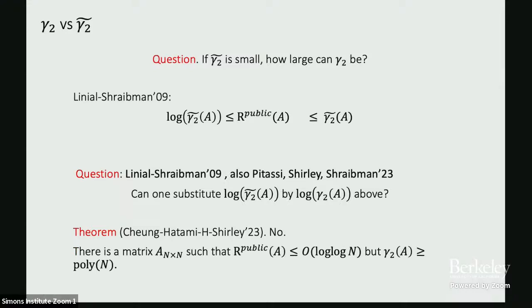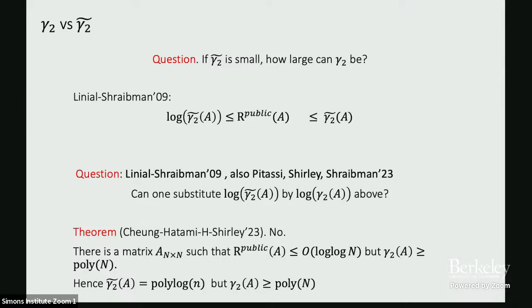We showed that there is a matrix whose public randomness communication is logarithmic in the maximum possible. So log n is what you can always achieve, but this gamma 2 norm is poly n. So if you don't care about communication complexity, I'm just saying I'm providing a strong separation between approximate gamma 2 norm and gamma 2 norm. We give a matrix whose approximate gamma 2 norm is only polylog n, where this is capital N, but whose gamma 2 is poly n.